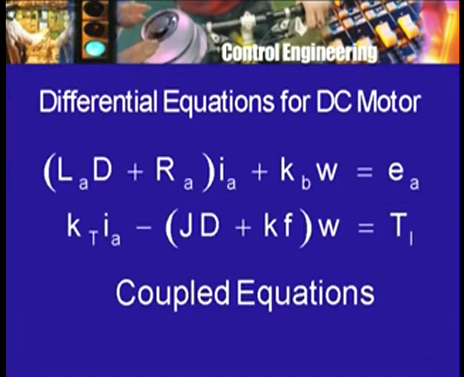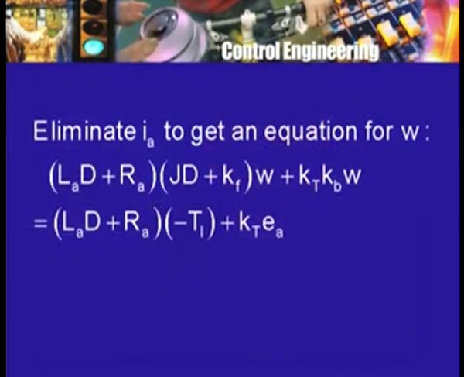Now, when you do that, and I had asked you to carry it out for yourself, you will realize that you get a second order operator acting on omega, and the operator I will write as follows: (LAD plus RA) composed with or following (JD plus KF) acting on omega plus KT KB omega, this equals (LAD plus RA) acting on minus TL, or with a minus sign I could have put it outside, plus KT into EA.